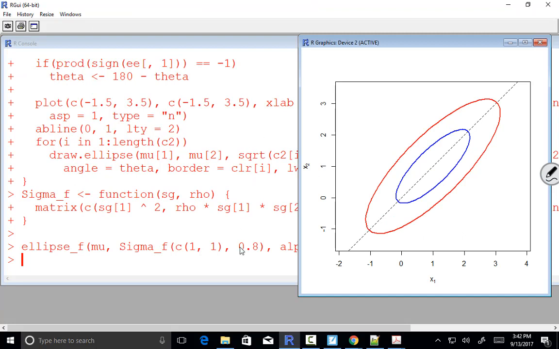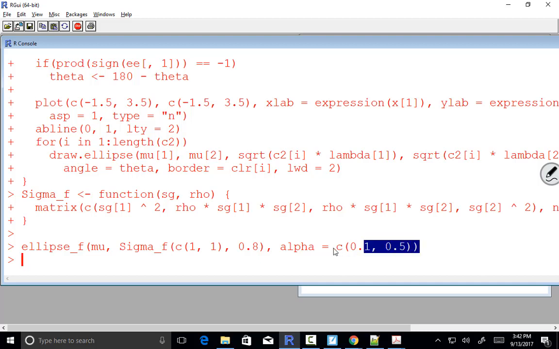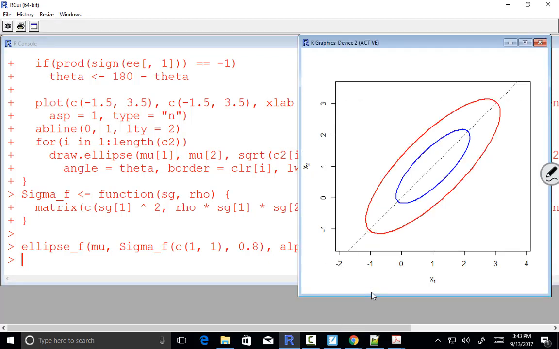I made my function ellipse f capable of taking multiple alphas. So here I said, give me confidence ellipses for alpha equal to 0.1 and 0.5. So one of them is a 90% ellipse of constant distance, and the other is a 50%. Which one is the 90%? Just as a sanity check. The red one. Further you go out, you capture more and more of the distribution.